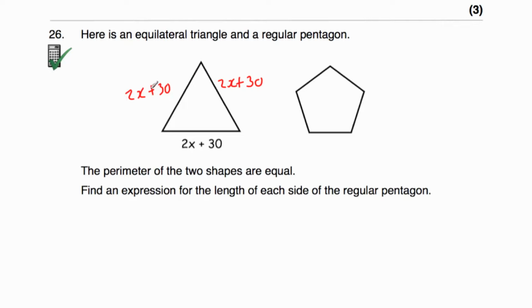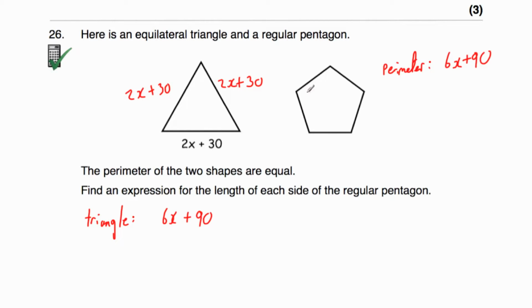Now let's find its perimeter. Well, 2x plus 2x plus 2x, that's 6x. So for the triangle, the perimeter would be 6x. And in terms of our numbers, we've got 30 plus 30 plus 30, that's plus 90. So the perimeter of the triangle is 6x plus 90. Now the pentagon has got the same perimeter, so the perimeter of the pentagon is also 6x plus 90.